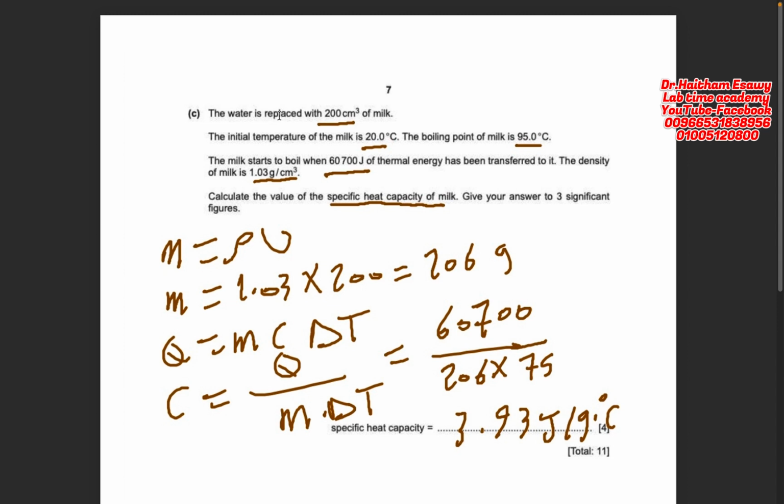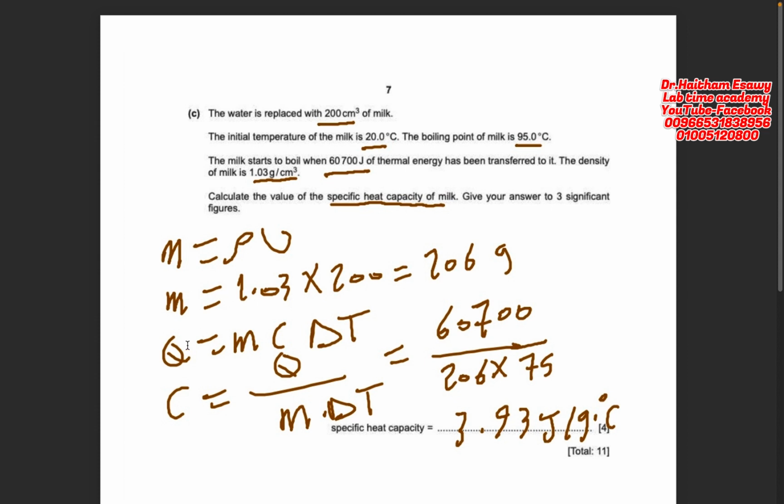C. The water is replaced with 200 cubic centimeter of milk. The initial temperature of the milk is 20 degrees Celsius. The boiling point of milk is 95 degrees Celsius. The milk starts to boil when 60,700 joule of thermal energy has been transferred to it. The density of the milk is 1.03 gram per cubic centimeter. Calculate the value of the specific heat capacity of the milk. Give the answer to 3 significant figures.